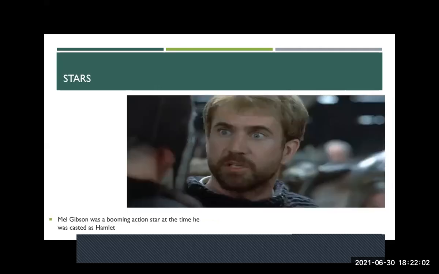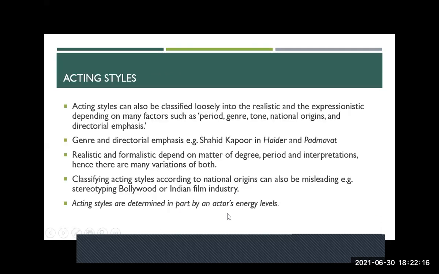And this is a star, Mel Gibson, a booming star at the time he was cast as Hamlet. This is another Mel Gibson movie. This is not a Kenneth Branagh movie. He is the Hamlet in Mel Gibson.